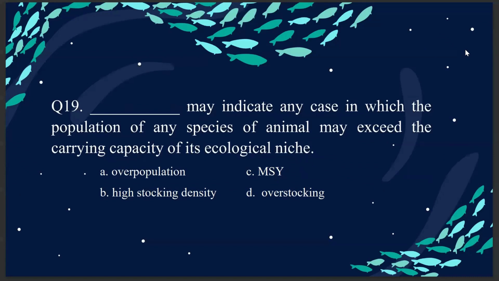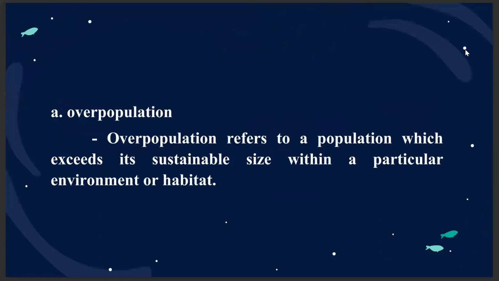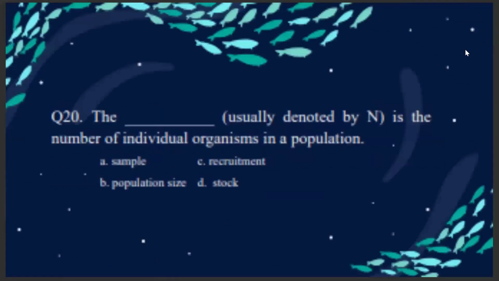Question number 19. Blank may indicate any case in which the population of any species of animal may exceed the carrying capacity of its ecological niche. A. Overpopulation. B. High stocking density. Or C. Maximum sustainable yield. Or D. Overstocking. The answer is overpopulation. Overpopulation refers to a population which exceeds its sustainable size within a particular environment or habitat.